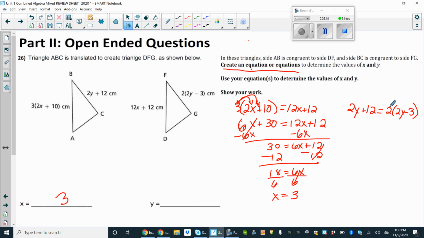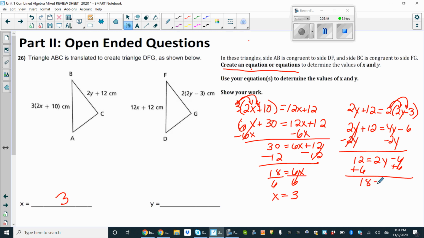Now to solve for y, you have to distribute. On this side, there's nothing to do, so you do 2y plus 12. And then you do your distributive property. 2 times 2y is 4y. 2 times a negative 3 is a negative 6. Now we have y's on both sides, so we have to bring the smaller to the larger using opposite operations, inverses. So you minus 2y on both sides, and you're left with 12 equals 2y minus 6. Add 6 on both sides, and you're left with 18 equals 2y. Divide by 2, y equals 9.